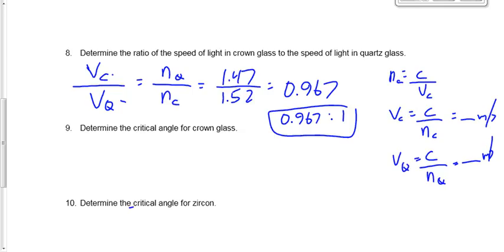How many people got that number? Which way did you do it here? Did you do it my way, the shorter way, or did you find the speed? Shorter way? Okay, good. Both ways are good, right? But the shorter way buys you a little bit more time for other questions if you're struggling to finish something.